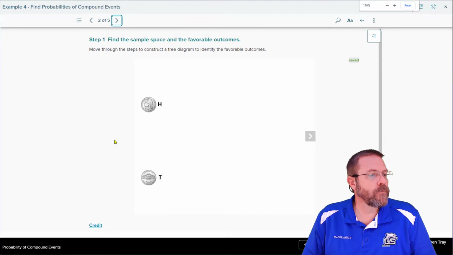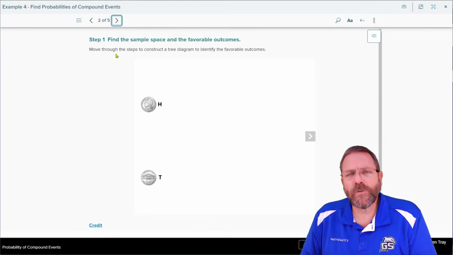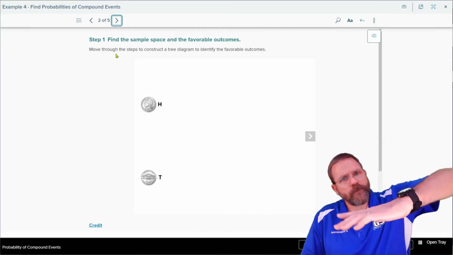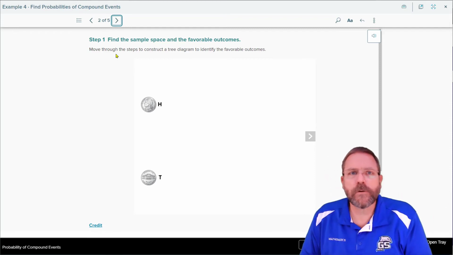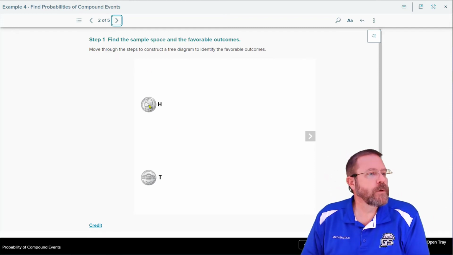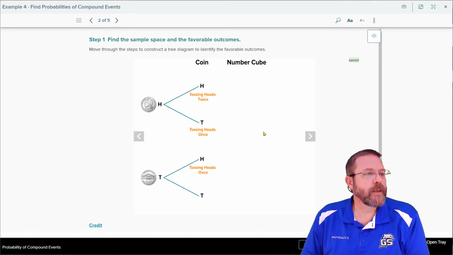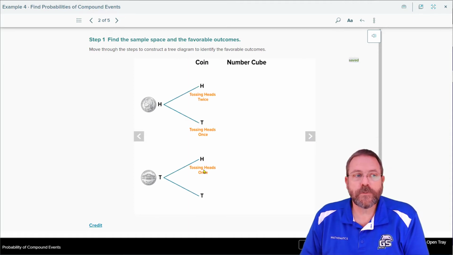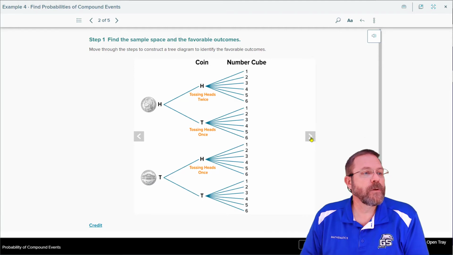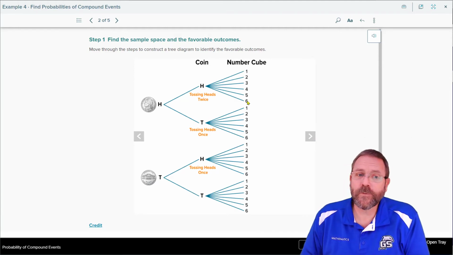It looks like they're going for a tree diagram. I don't know why they're calling it a tree diagram when it's sideways. That tree got hit by a hurricane or something. Here you have heads or tails on the first coin, and then that's going to go to heads or tails on the second coin. That's going to go to a 1 through a 6 on a number cube. Sometimes drawing these tree diagrams is not a lot of fun.